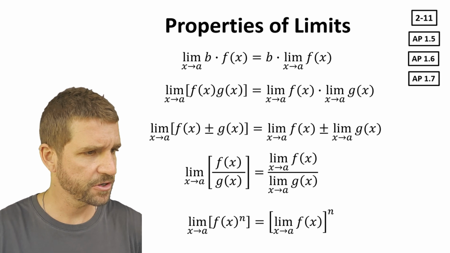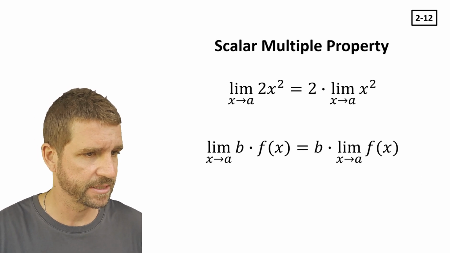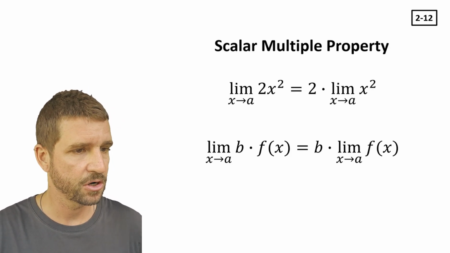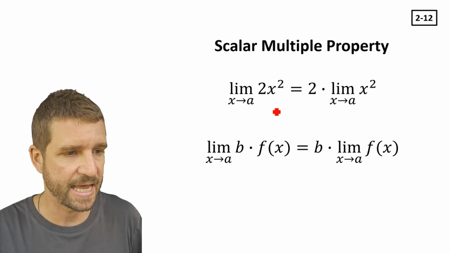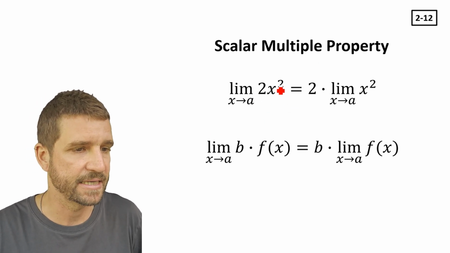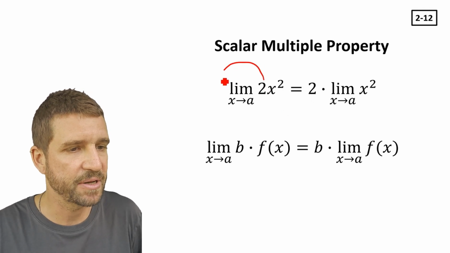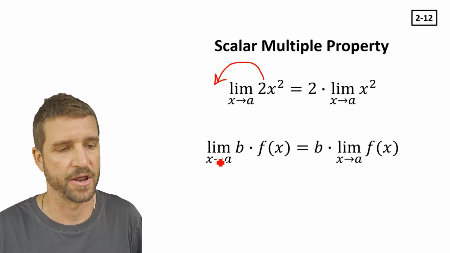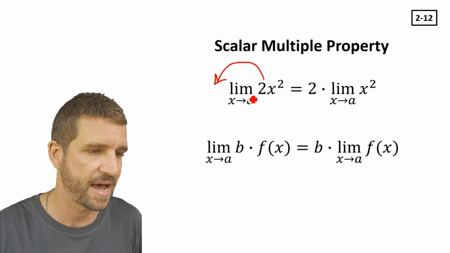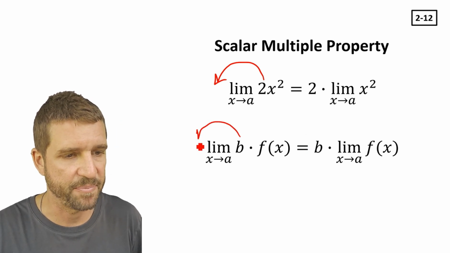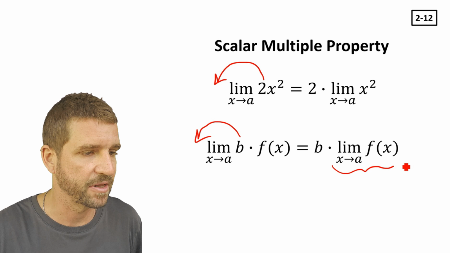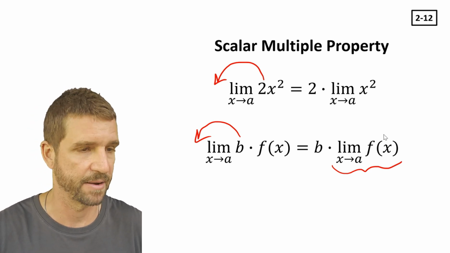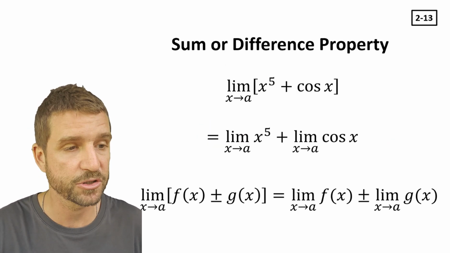All right, so the first property of limits is called the scalar multiple property, okay? And all this really says is that if you have some constant times your f of x, you can simply bring that constant out front, okay? So they write it with the b, the f of x. Not much happening here. You can just bring the constant out front and only evaluate the limit as x approaches a of f of x times b, okay? That's the scalar multiple property.